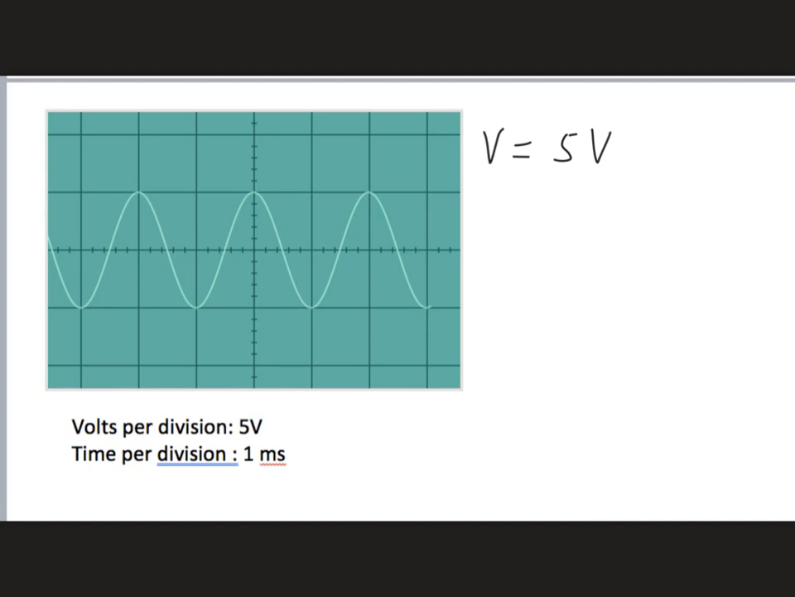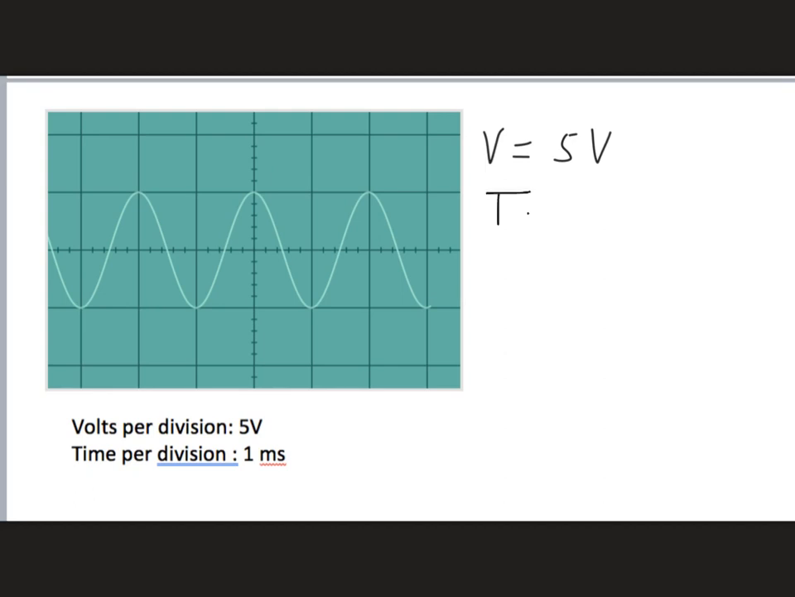To get the period of the waveform, again, we want to go from one peak to another peak. And so I can see here there's going to be 1, 2 boxes here. So we go from peak to peak, and that will give me 2 divisions. We know that there's 1 millisecond for every division, so the period of that waveform is going to be 2 milliseconds.